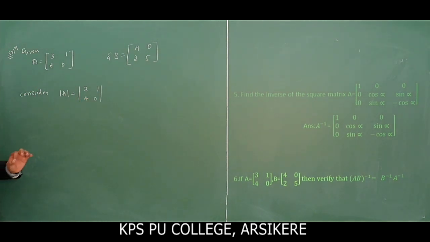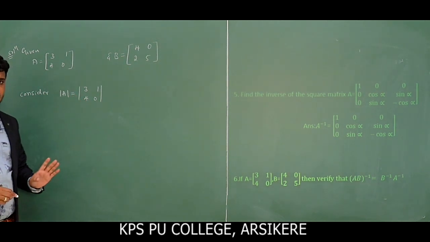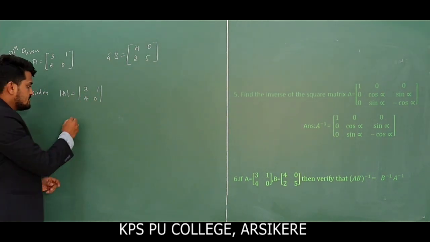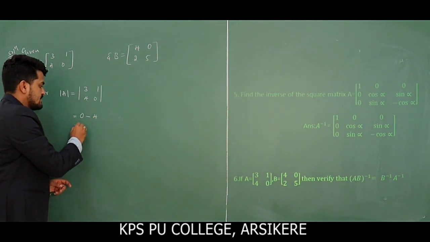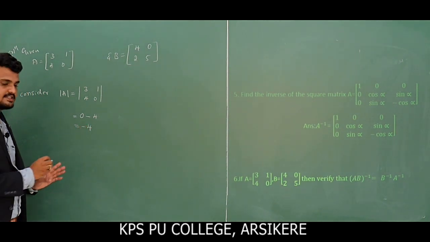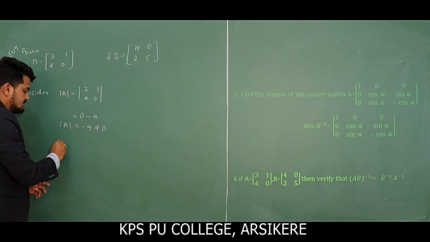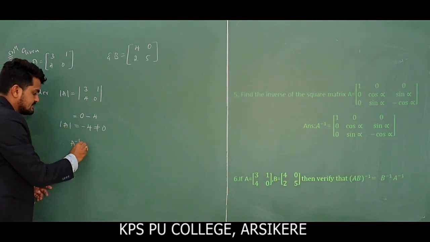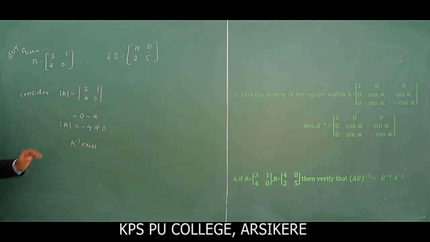You already know how to find the value of the determinant in case of a 2 cross 2 matrix, right? So 3 into 0 minus 4 into 1, which is minus 4. So minus 4 is equal to 0 or not equal to 0? It is not equal to 0. Therefore A inverse exists, right? So next we have to find the cofactor or adjoint of A.